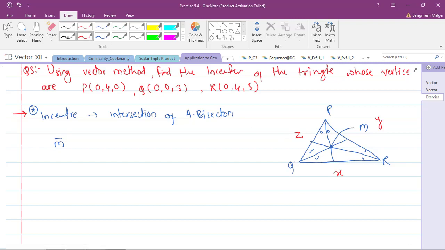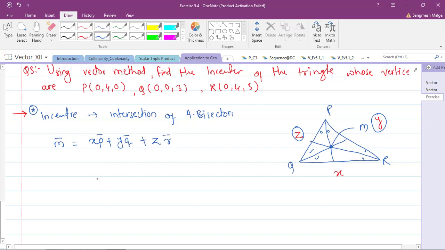Then the incenter formula is given directly as m bar is equals to x into p bar plus y into q bar, the opposite vertex, these are the position vectors they have given, plus z into r bar, the opposite vertex, divided by x plus y plus z. Very simple formula for the incenter. Now let's directly substitute the values. Before that substitution, we require the values of x, y and z.